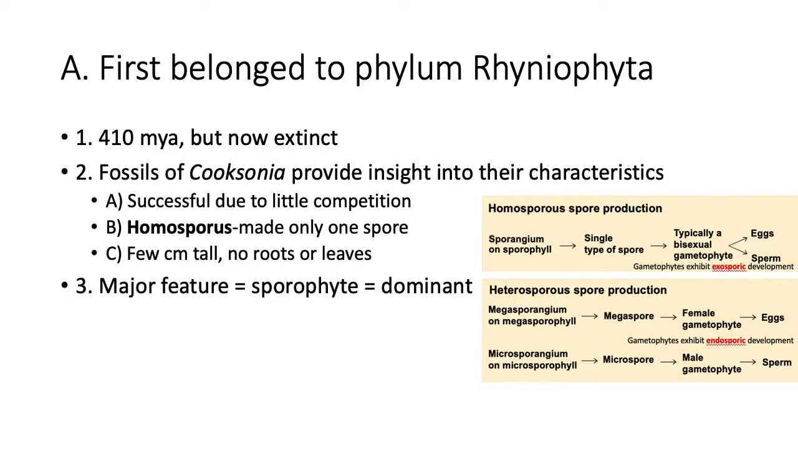So the first tracheophyte belonged to the phylum Rhyniophyta. It appeared about 410 million years ago, but now it's extinct. We do have fossils of Cooksonia that give us insight into what they may have looked like or what they did. And we realized that they were probably very successful due to little competition because, let's face it, there wasn't a lot of land plants on land at that time. Another unique thing about the first tracheophytes, in this case Cooksonia, was that it's homosporous.